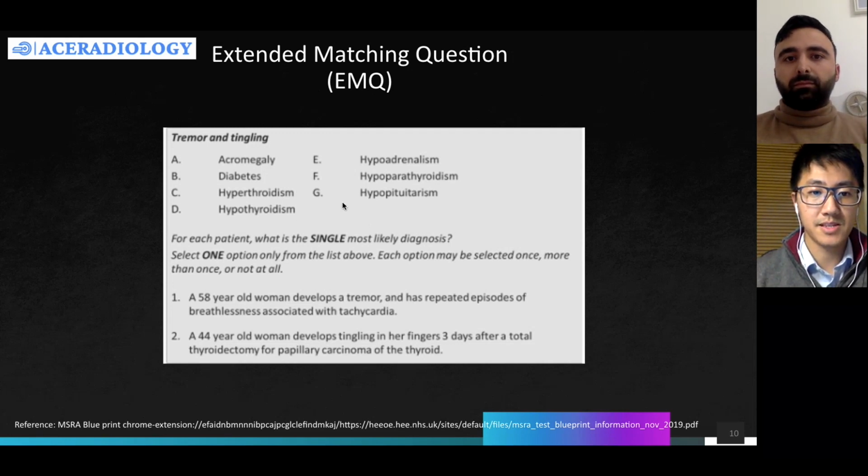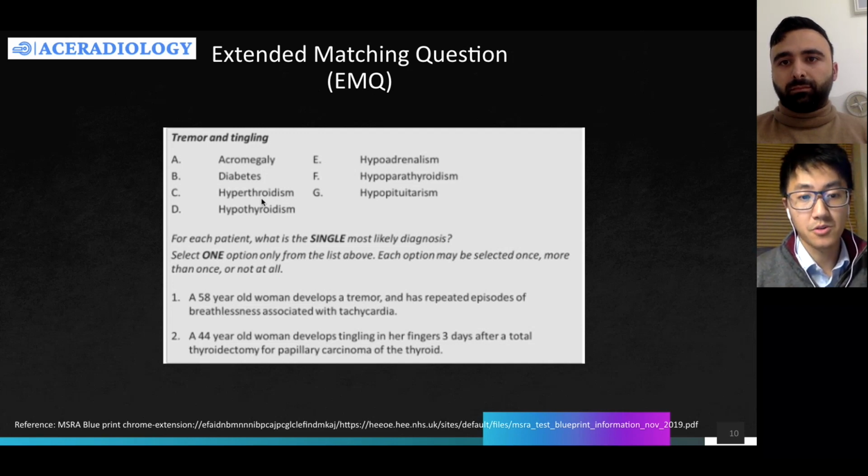So, for example, in this one, Yap and I were talking through it. We think probably it might be hypothyroidism. So that's associated with a fine tremor and some tachycardia. You might be getting breathlessness from goitre compressing the airway.